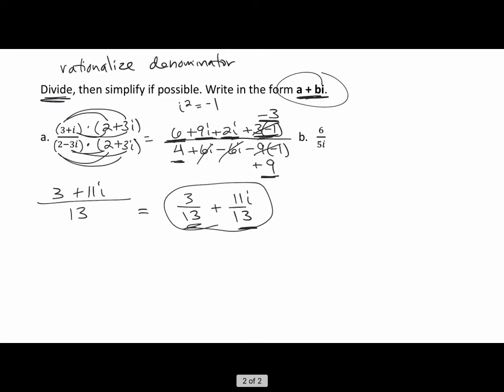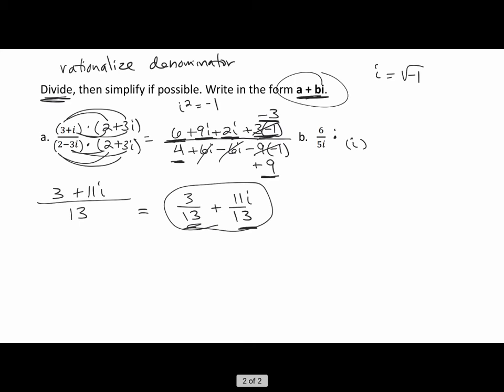Then for example b, 6 over 5i, we want to rationalize the denominator. First, see if we can simplify the expression by dividing factors, and we can't. So I need to multiply by something to rationalize the denominator. Is 5 a rational number? Yes. Is i a rational number? No, it's irrational. It's because i is the square root of -1. So in order to rationalize the denominator, I need to multiply by another i, because i squared is -1, which is rational.